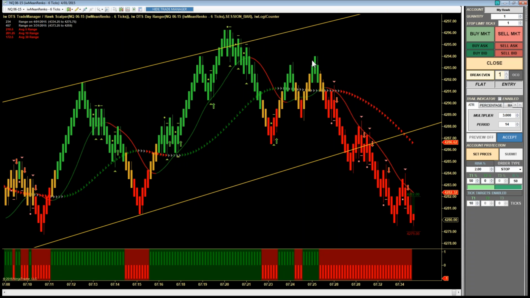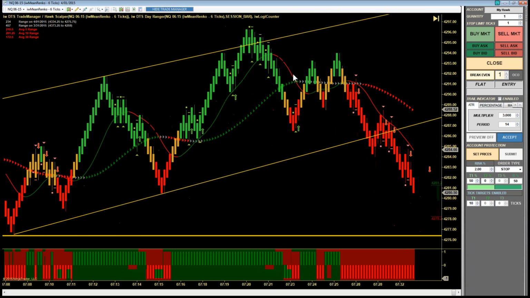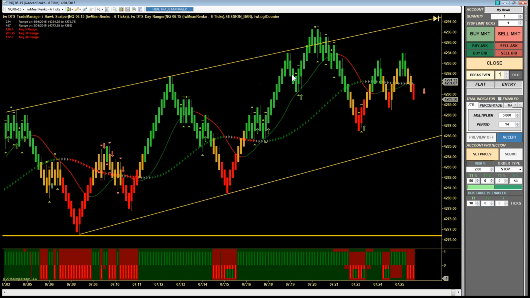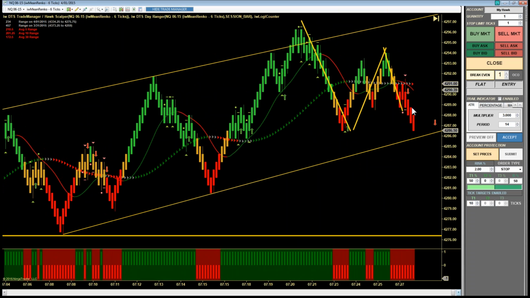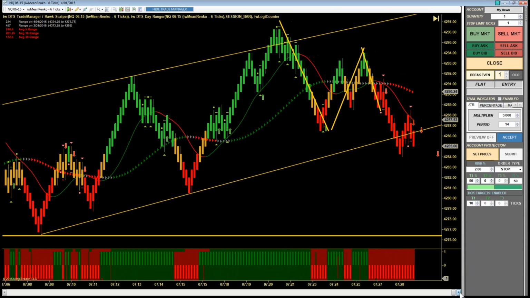So you can see we had the test of the extreme right here. Here was the high, here was the test, here's the failure, so now we would be on the lookout for a sell signal. This is a signal that printed, but it wasn't in sync yet. So we actually had to wait a little bit longer.